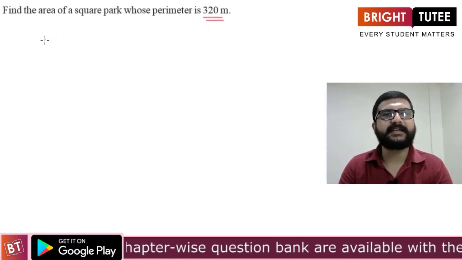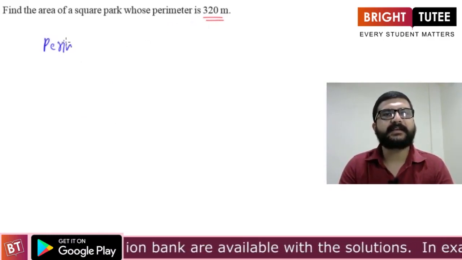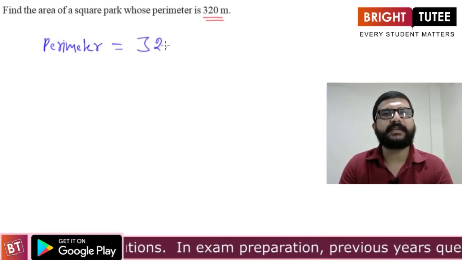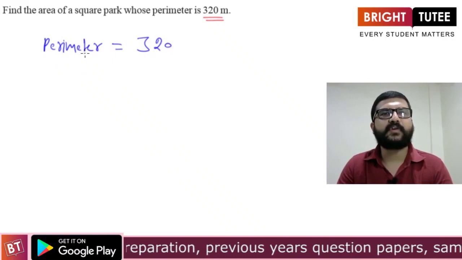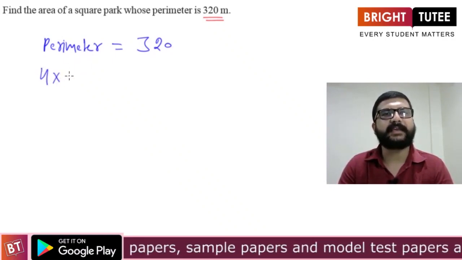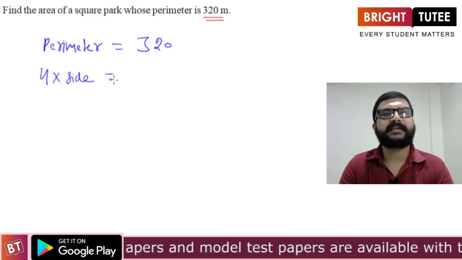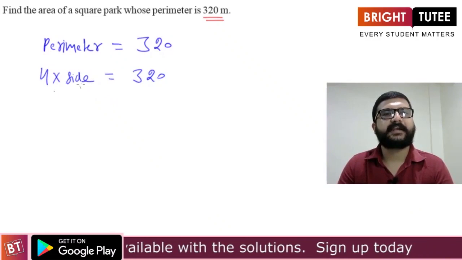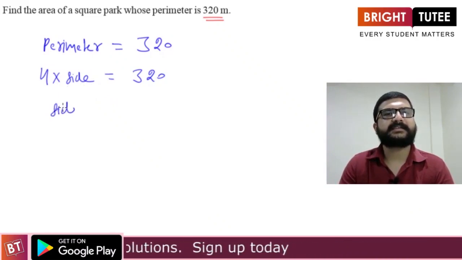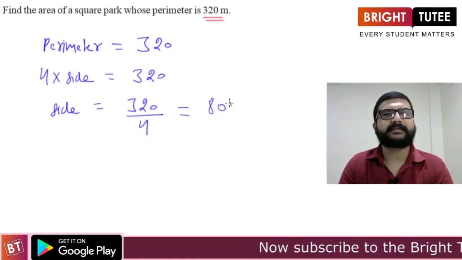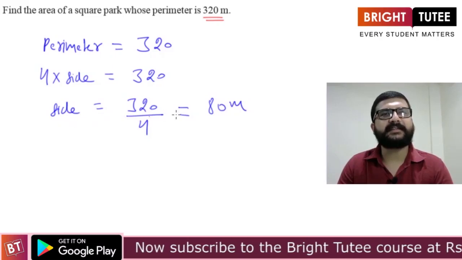Okay, let's try it. So it is given that perimeter is equal to 320 meters. Now we know perimeter is equal to 4 into side length. So it means 4 into side is equal to 320 meters. Now from here we will get side is equal to 320 divided by 4, and that will be equal to 80 meters.